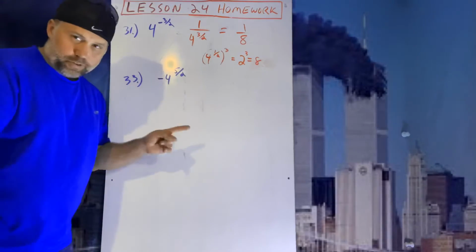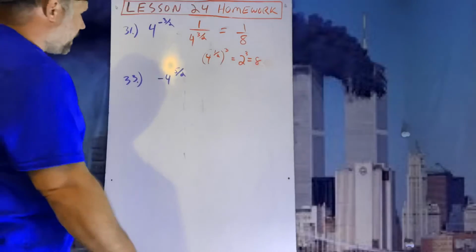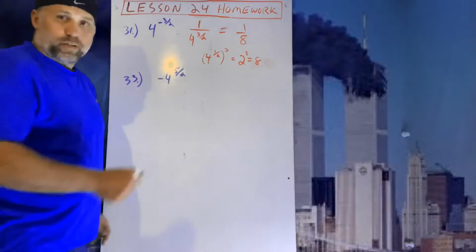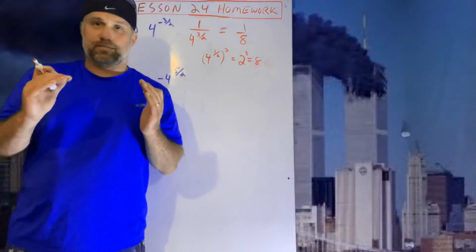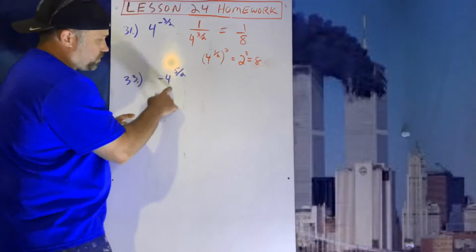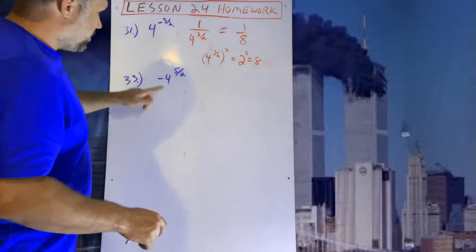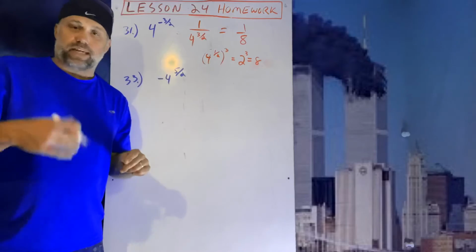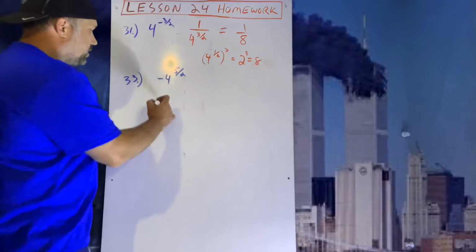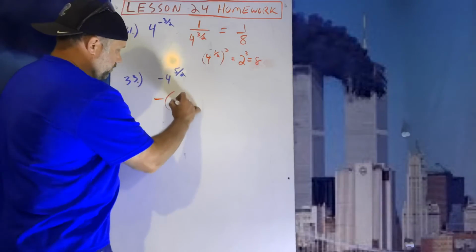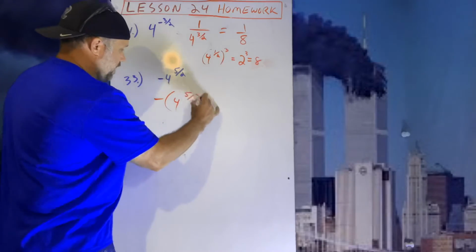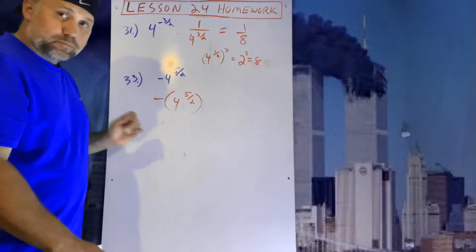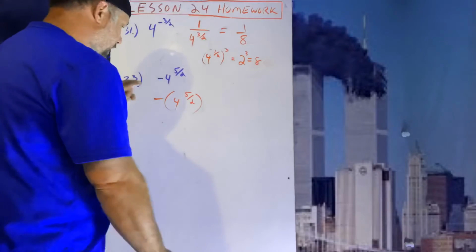This one, the trickiest question on the homework, you have to remember that this negative 4 is not in parentheses. So only the 4 is being raised to the 5 halves, and then we'll attach the negative to the answer when we're done. So you can think of it like this: the negative of 4 to the 5 halves. Think of it that way. So let's figure out what 4 to the 5 halves is.